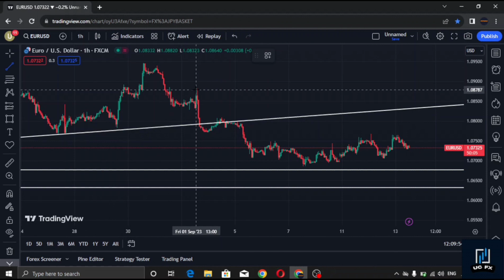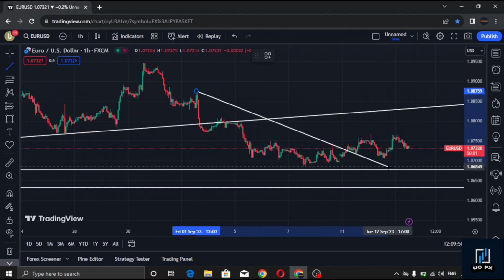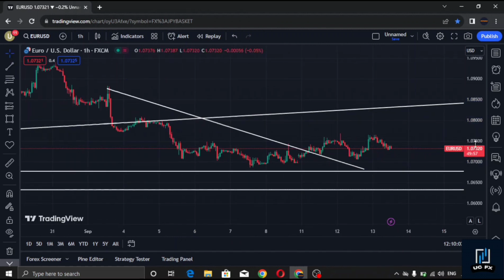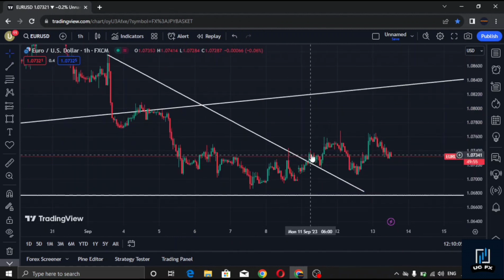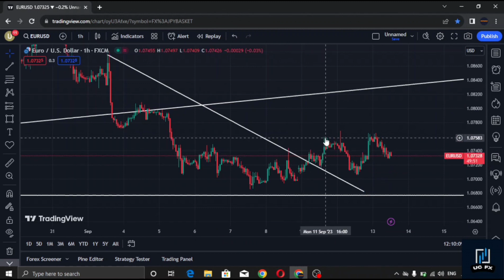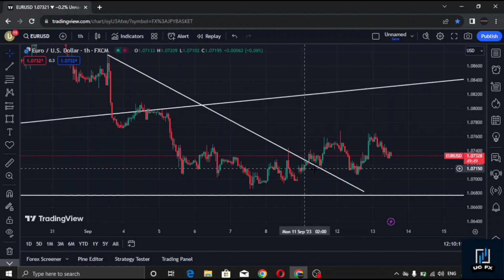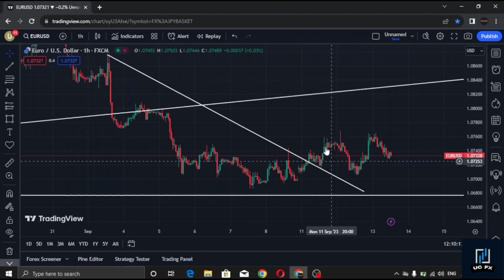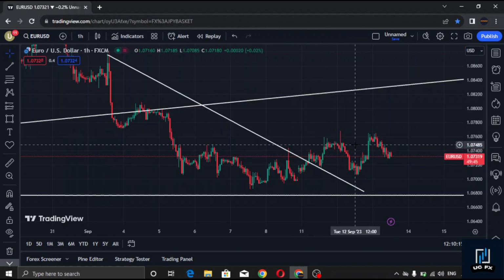From this point, I connected this point to this point. And if you check very well, you see that price broke out of this trend line and tapped on it and went a little bit up before moving down. So this is how you can scalp with this strategy.